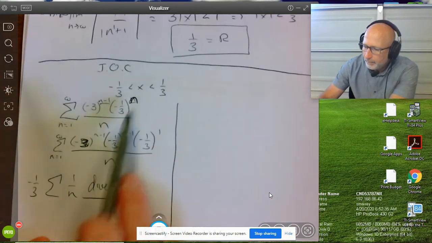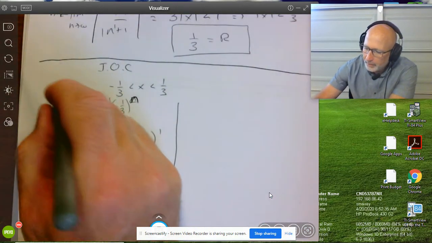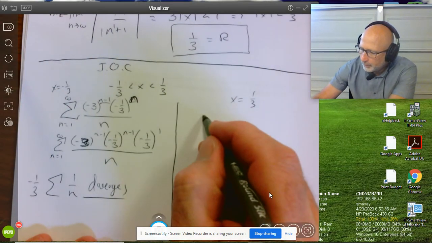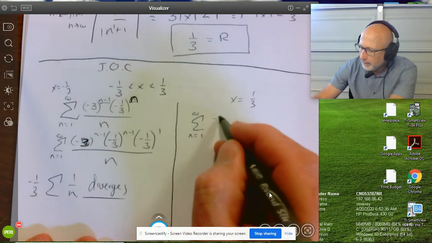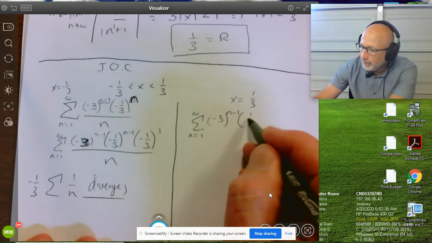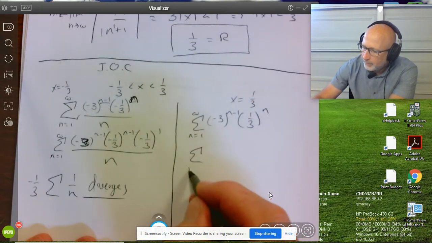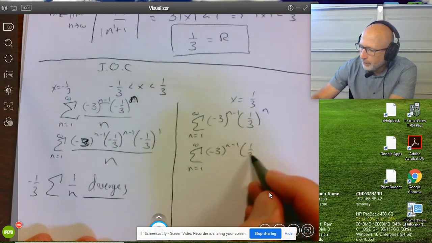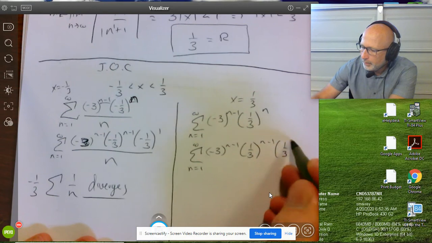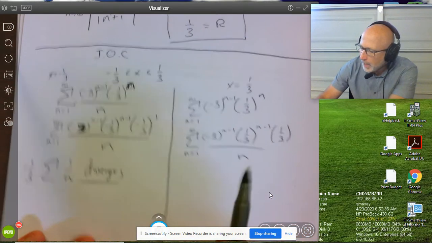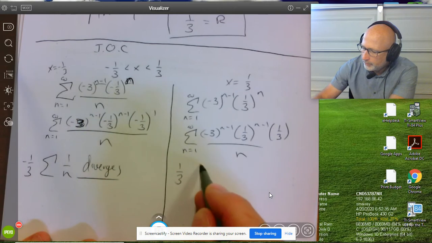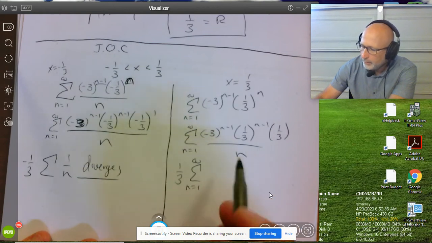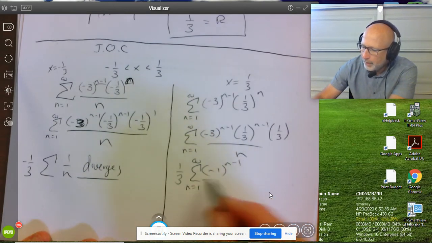Now over here for 1/3, so this is x is equal to negative 1/3. So this is going to be x is equal to 1/3. So I essentially do the same exact thing. So I have the sum as n goes from 1 to infinity of negative 3 to the n minus 1 times 1/3 to the power of n. So this is a sum as n goes from 1 to infinity of negative 3 to the n minus 1 times 1/3 to the n minus 1 times 1/3 all over n. Bring it out. Now, so I have 1/3 times the sum as n goes from 1 to infinity. Negative 3 times 1/3, that is negative 1. So this is going to be negative 1 to the n minus 1 power all over n.